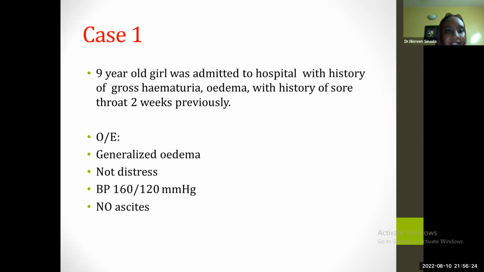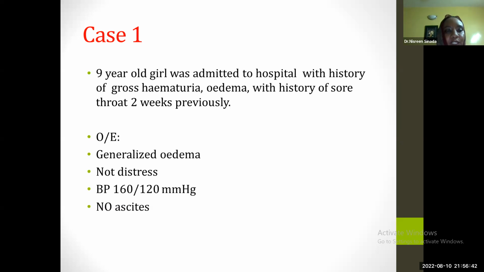Okay, so this is a 9-year-old. The blood pressure is 160/120, so it is very high. It is more than 140/90, so it is stage 2 hypertension. So we need to define the high blood pressure. So he has stage 2 hypertension.